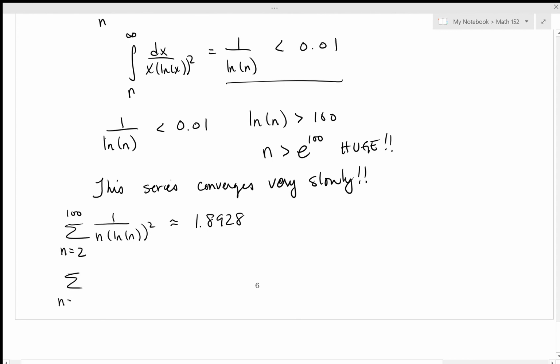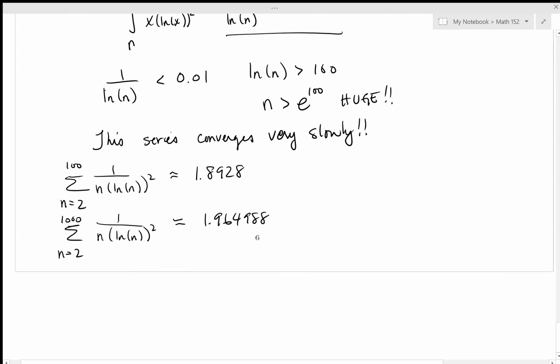Okay, and then I would go again. I would say, okay, so I go from 2 to 1,000. This is also not hard for a computer to do. And I would get 1.9696, what did I get? 4988. Okay, I could then go again from 2 to 10,000, of 1 over n log n squared, and I get 2.0011. So you can see I am approaching that number I gave you at the top.